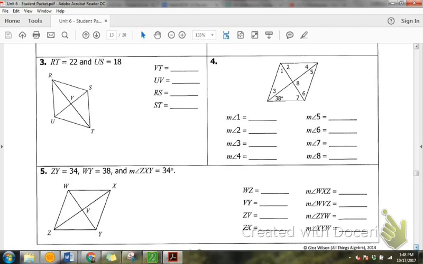And then what about US? If US is 18, then VS and UV are how much? 9. How do you think we're going to find the outside edge here? What? Pythagorean theorem again, right?